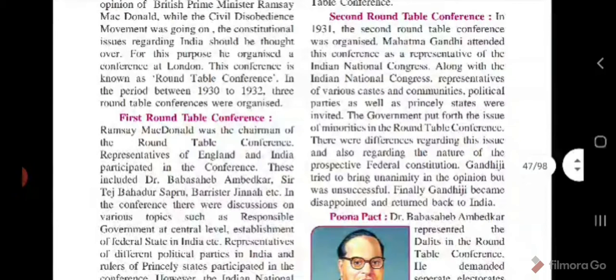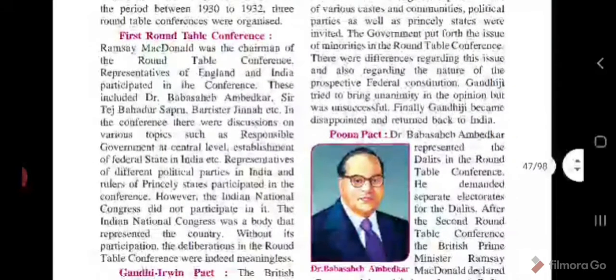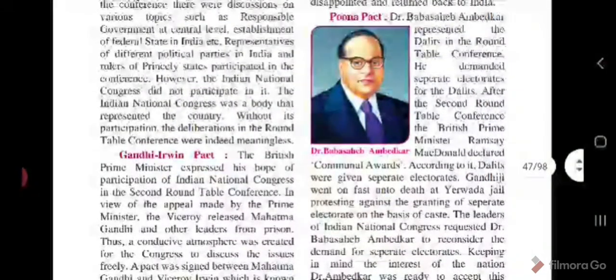Now the Pune Pact is there, but at that time they declared the communal award. Dr. Babasaheb Ambedkar had demanded a separate electorate for the Dalits in the Round Table Conference. So the British Prime Minister Ramsay MacDonald declared the communal award, which granted a separate electorate to the Dalits. Now the next point is the Pune Pact.